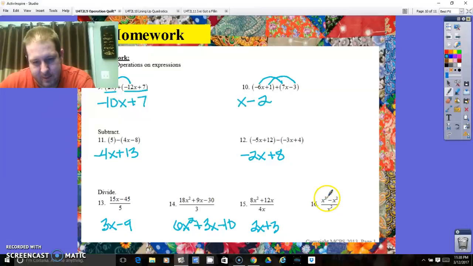All right, last one. X cubed divided by x squared is x. 3 minus 2 is 1. And then minus this divided by this makes nothing. So the answer is literally just x.